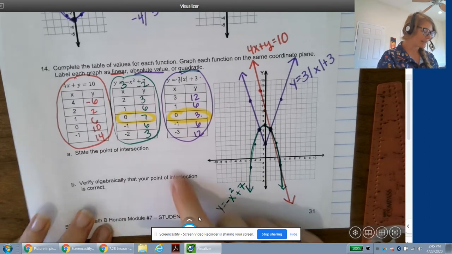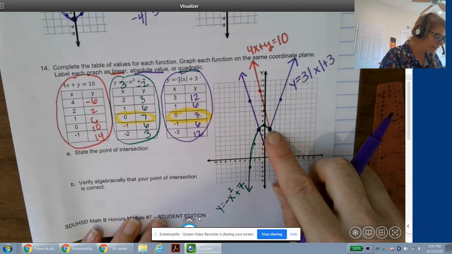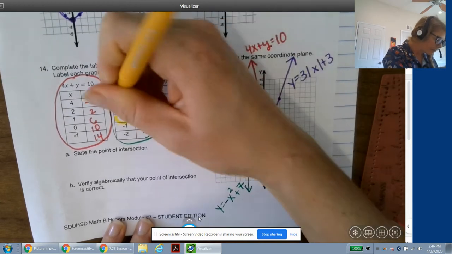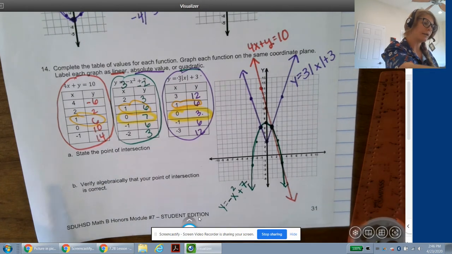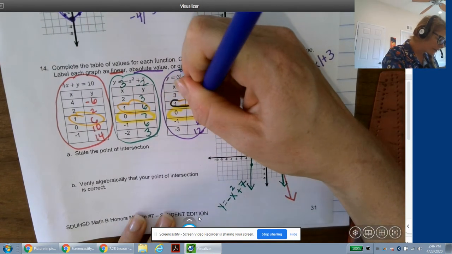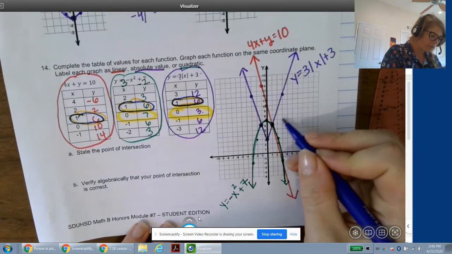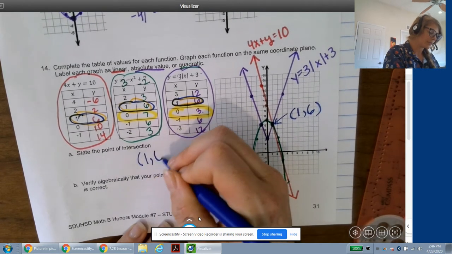So taking a look here, state the point of intersection. Well, state the point of intersection means it's the one point that intersects all 3 functions. And that is going to be right there, my friends, at 1, 6. Maybe I should use a different color because I already used yellow for my vertex. Here we go. 1, 6. Graphically, boom, right there. State the point of intersection: 1, 6.